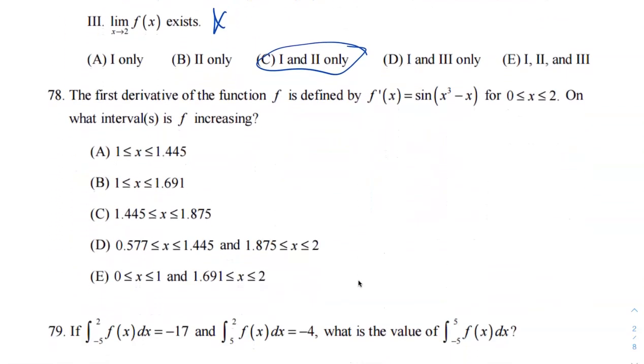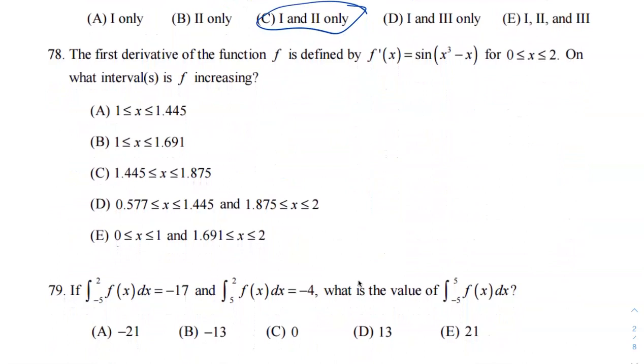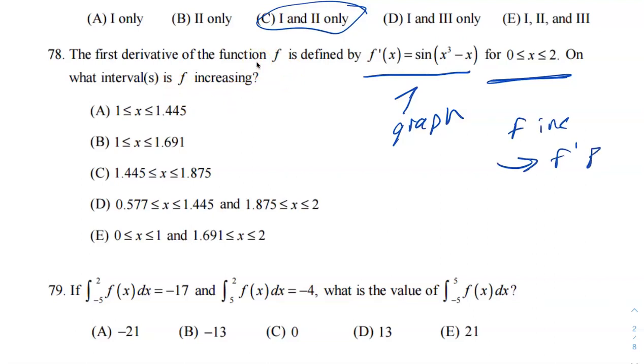The next one. Finally, one we can do in our calculator. The first derivative of function f is defined by this. So this is my derivative. On what intervals is f increasing? It's kind of like the first problem, but without a graph. So you know what we do? We graph this on our calculator. Make sure you fix your window. You want to make sure you're in radians. Since we're looking for where f is increasing, that just means where the derivative is positive.